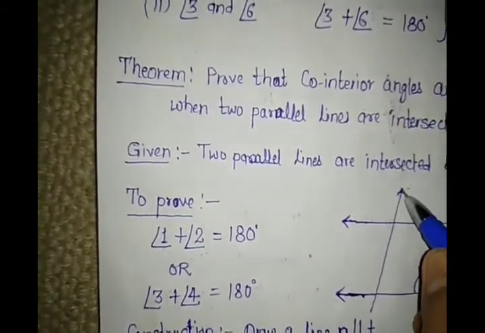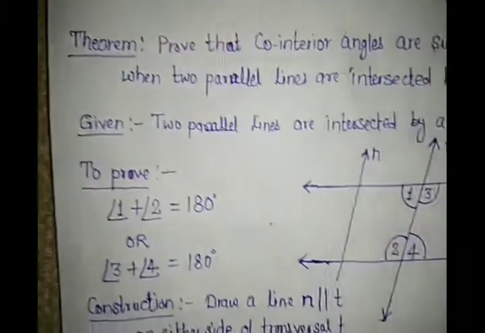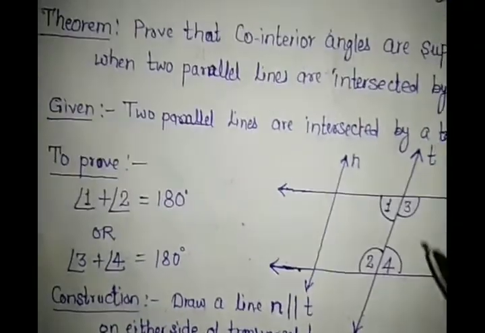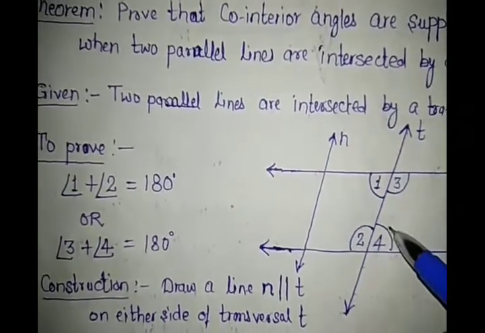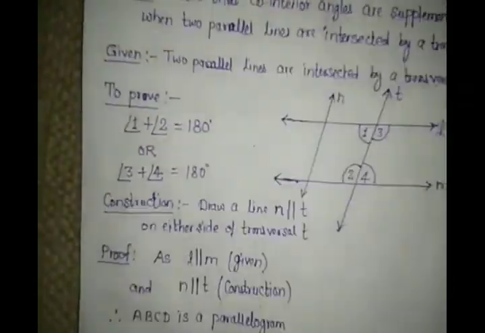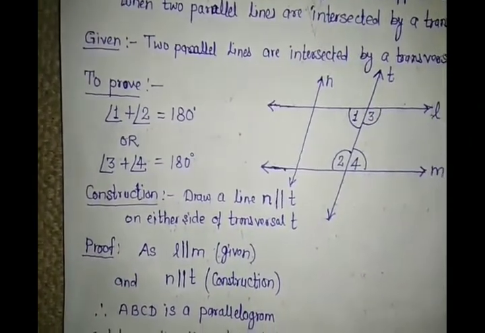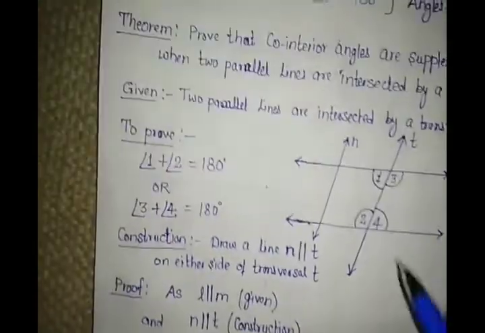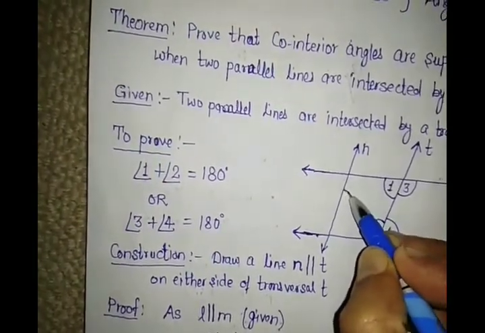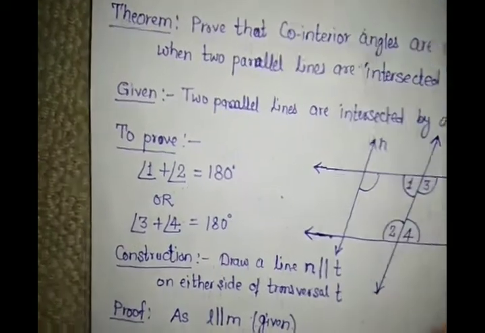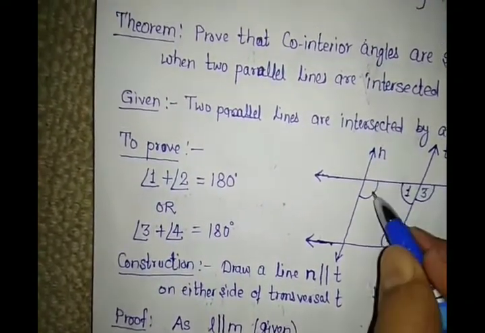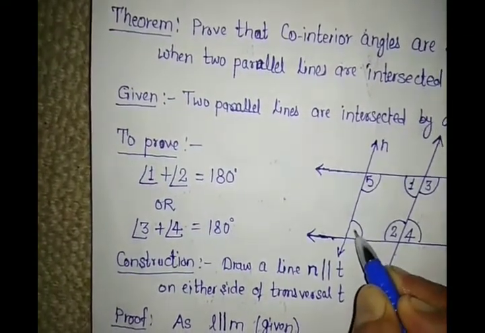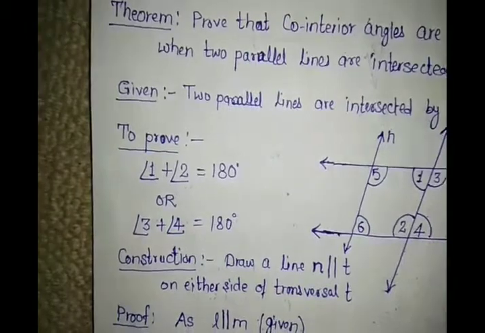I have drawn this line N, which is parallel to T. Now angles: let this angle be equal to 5 and this angle be equal to 6.